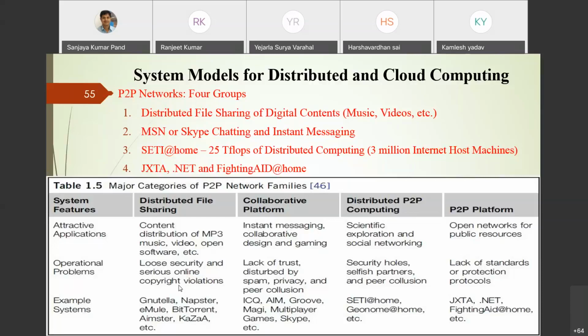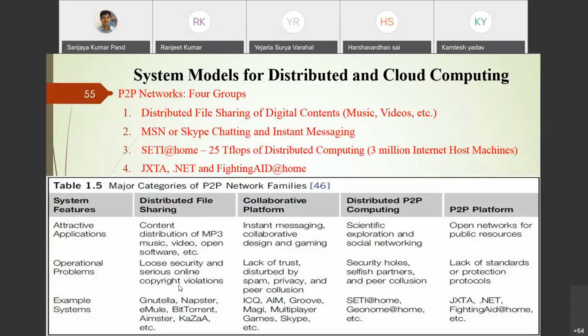The second type of platform, very popular in the early days, is used for chatting; for that you can go for a collaborative platform, right? You can exchange messages between different users. Nowadays we have Skype, or group multiplayer games, as examples of collaborative platforms.